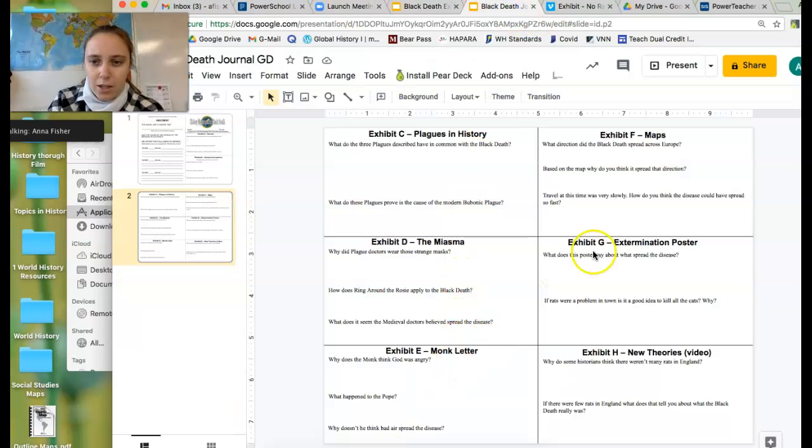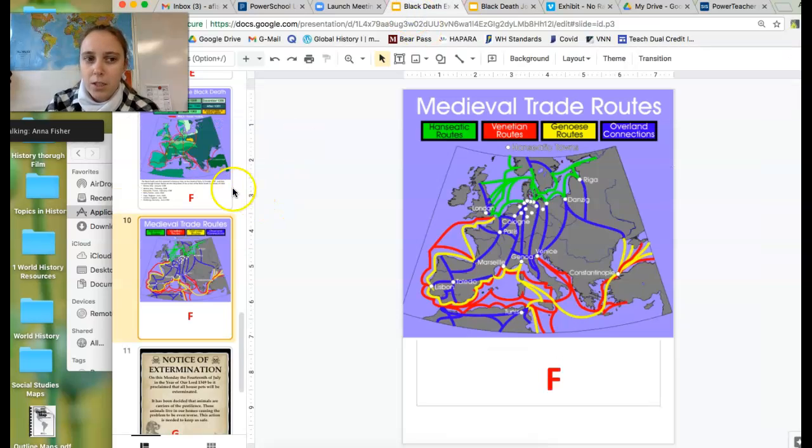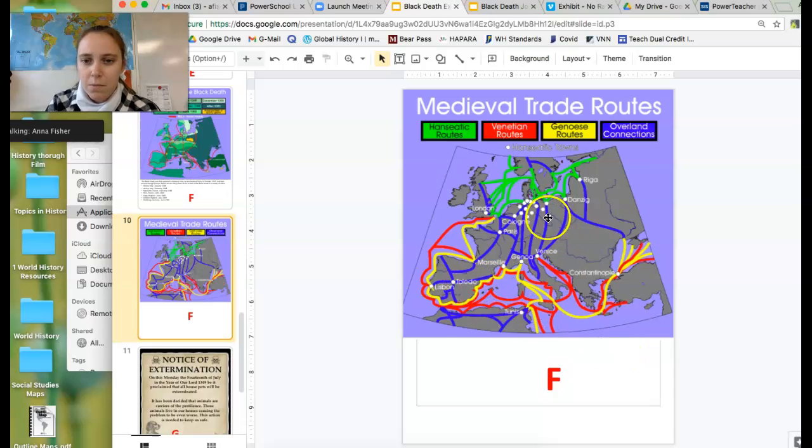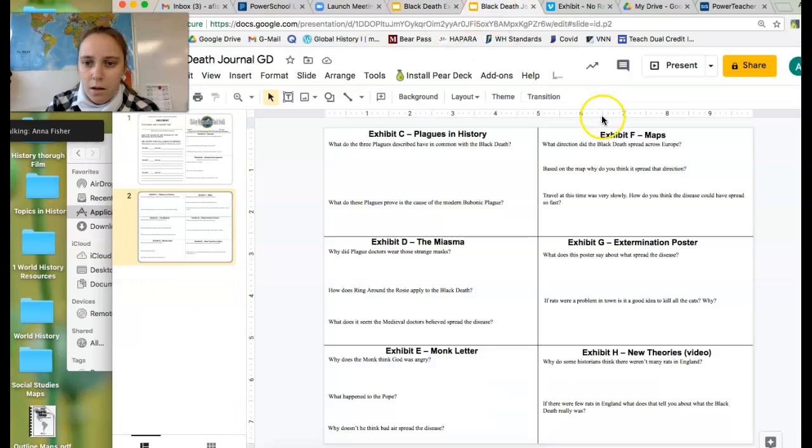So, to get here to F, what direction did the Black Death spread around Europe? So, it's primarily spreading on these trade routes, and a lot of times it's moving north as well. Things are moving north. Alrighty.